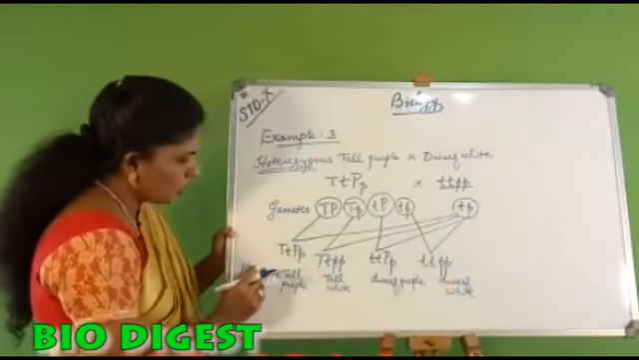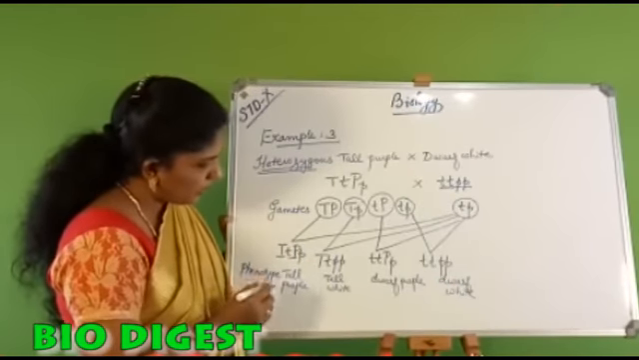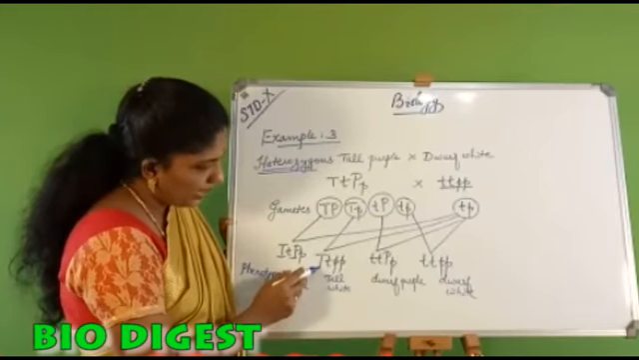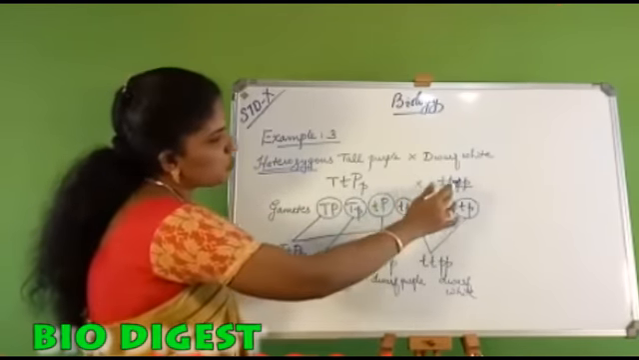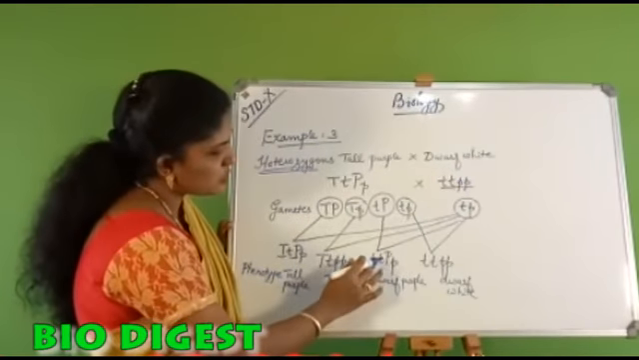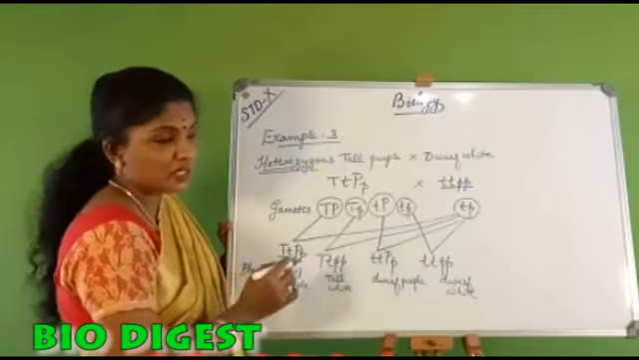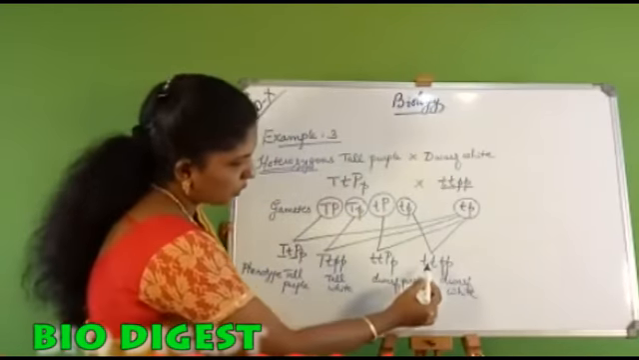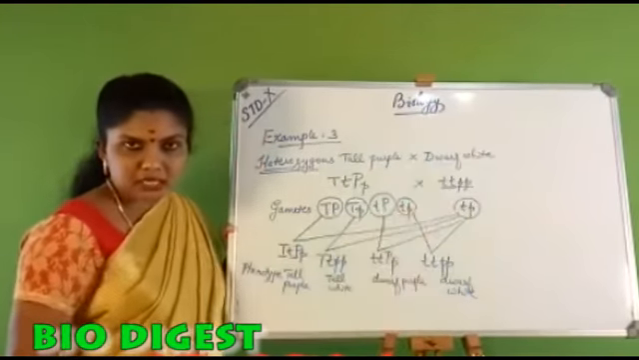So phenotype means appearance. As capital T and capital P are there, it is tall purple. Here one capital T is there but both are small p's. So it is tall and white because small p is for white. Here both are small t's. Small t is for dwarfness. One capital P is there. So if capital is there, that stands for purple. Here both are small t's and both are small p's. So it is actually dwarf white.